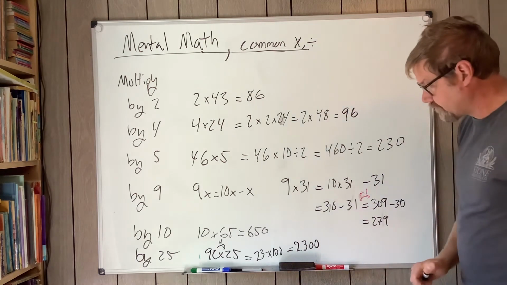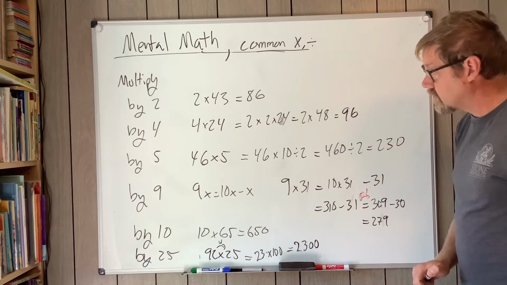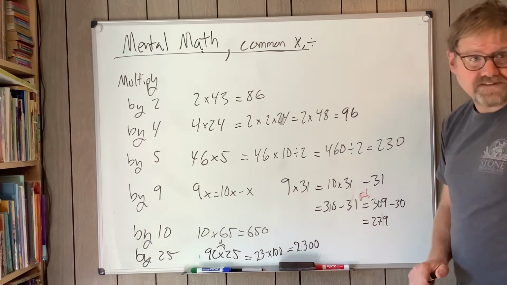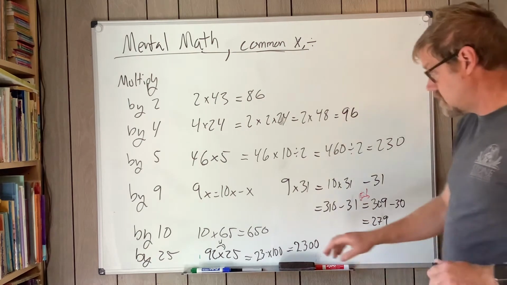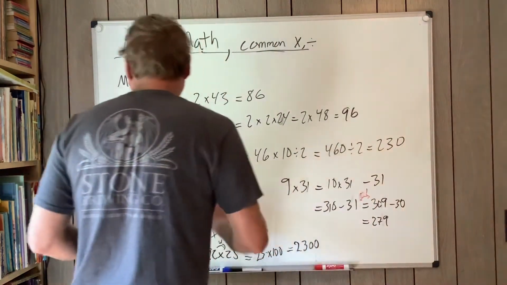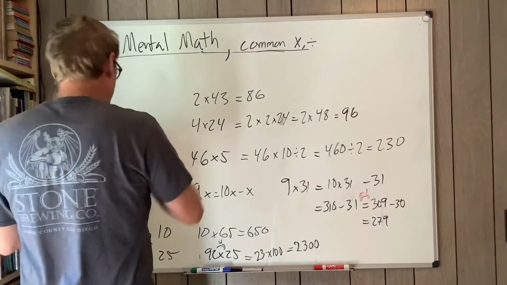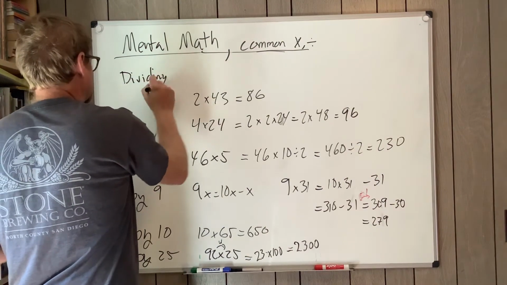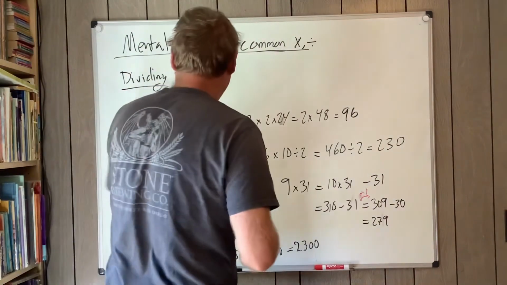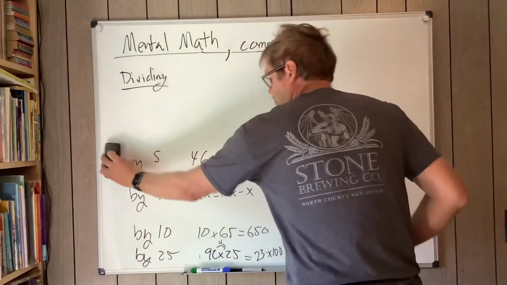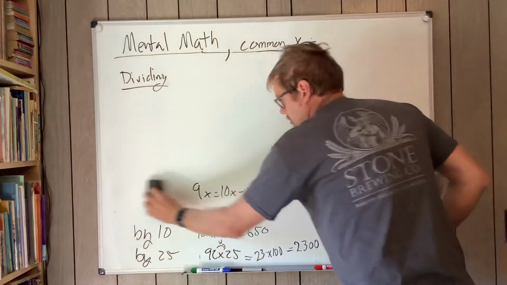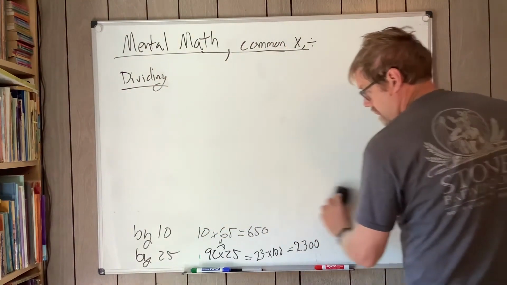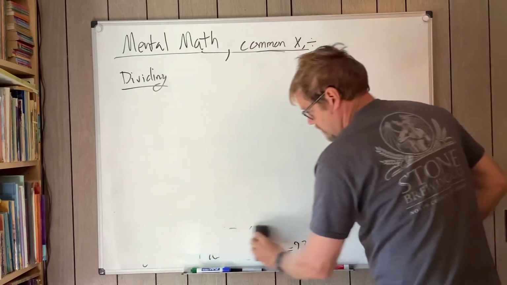So, okay. That's multiplying. Let's talk about dividing. So dividing, we have fewer things.